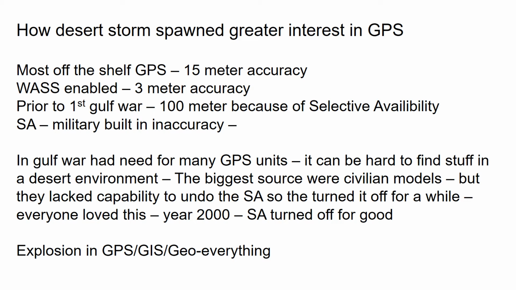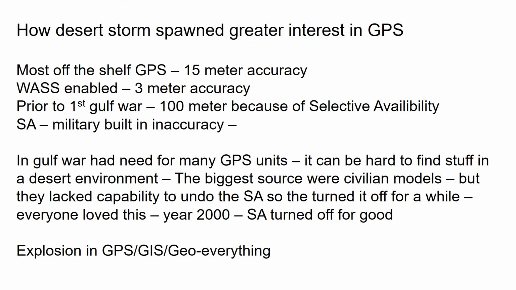Now, prior to the first Gulf War, so say before like 1990, 100 meters was about as accurate as you could get with a GPS unit, because they had something called selective availability. And it was a military level built-in accuracy that prevented others from using our system to accurately identify locations. During the Gulf War, we had a lot of soldiers. They were trying to navigate through a terrain that we were unaccustomed to some extent, and they were doing so with military-grade GPS systems that could bypass the selective availability.